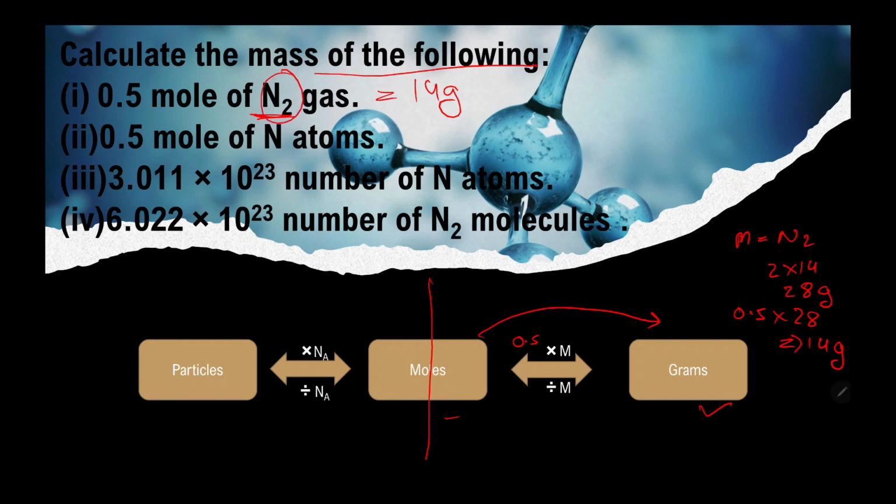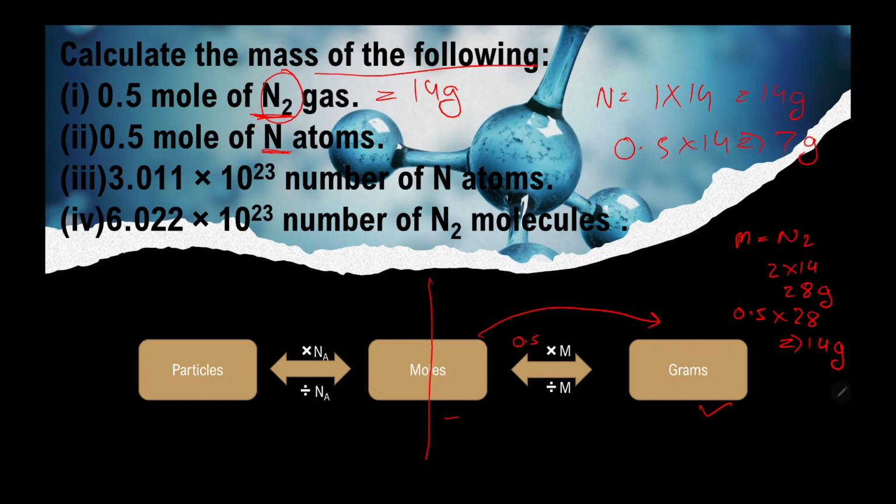N2 is a molecule. If in the next question they are saying N, N means atoms. So now they are saying 0.5 mole of N atoms. First we have to calculate the molar mass of N atoms. How will you do that? That is 1 into 14, so the molar mass of N is 14 grams. Next, 0.5 into 14, so the answer is 7 grams.